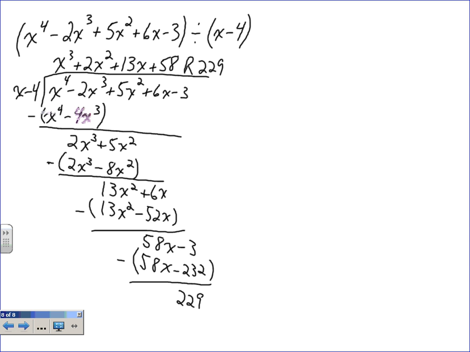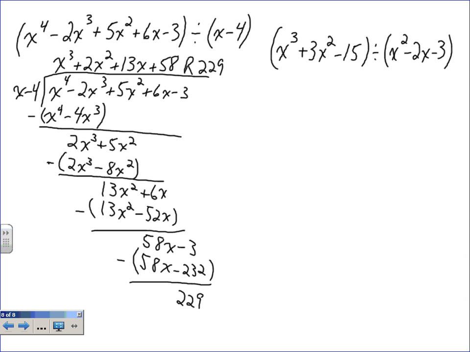Let's do x cubed plus 3x squared minus 15 divided by x squared minus 2x minus 3. Do we think that's a factor?